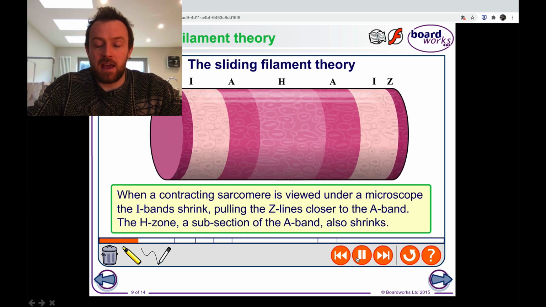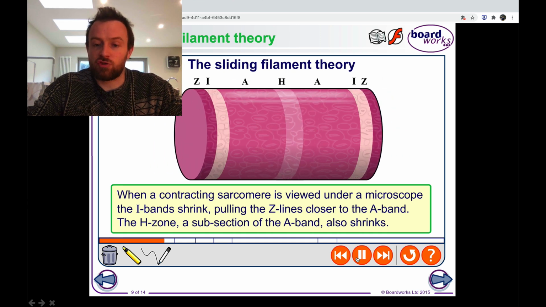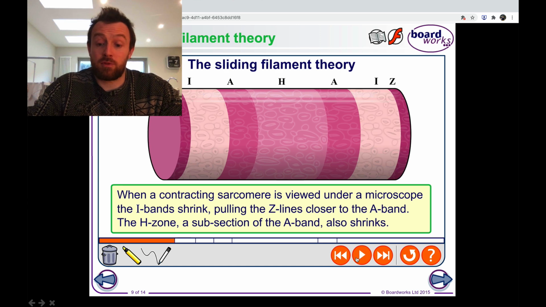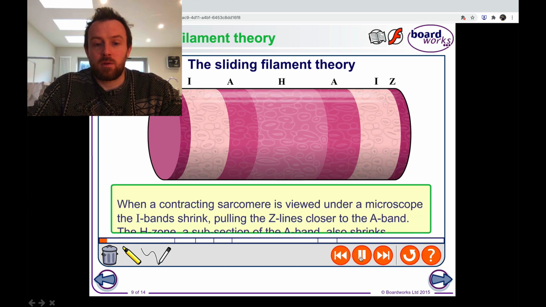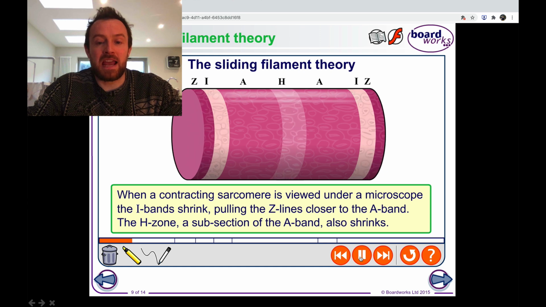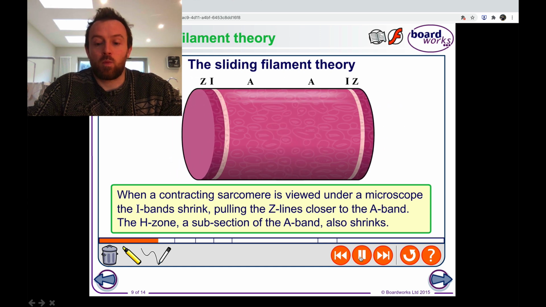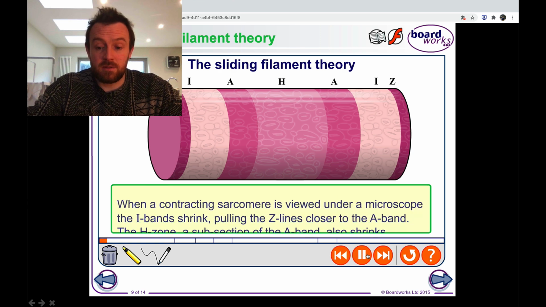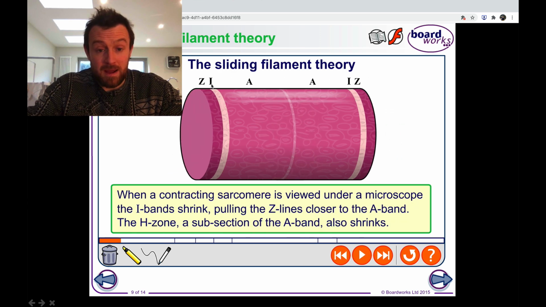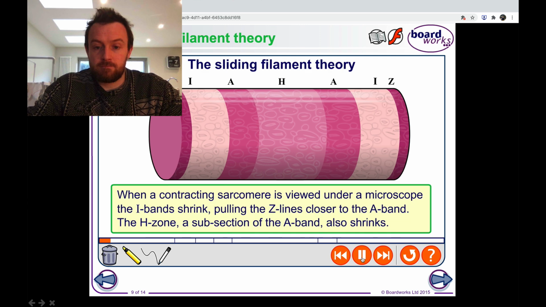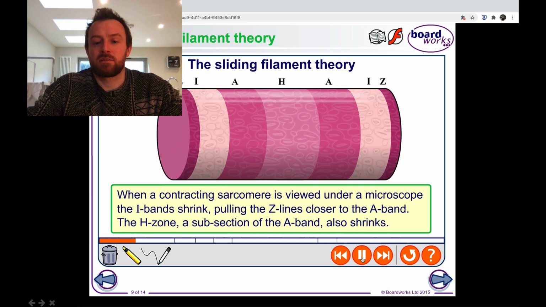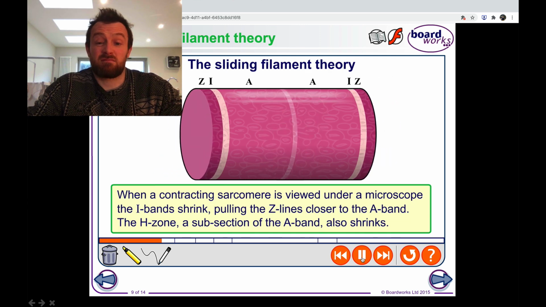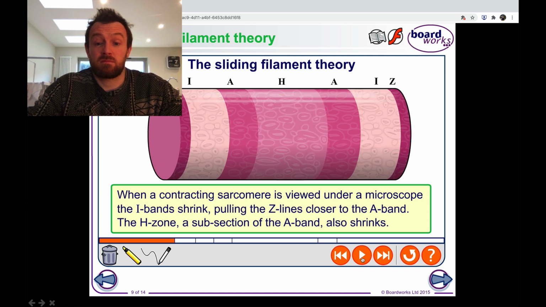We can see there that when the sarcomere contracts, three things happen. What's happening to the sizes of the I, the A, and the H band? When it contracts, the I band decreases in size. The H band in the middle basically disappears. And the A band stays the same size.